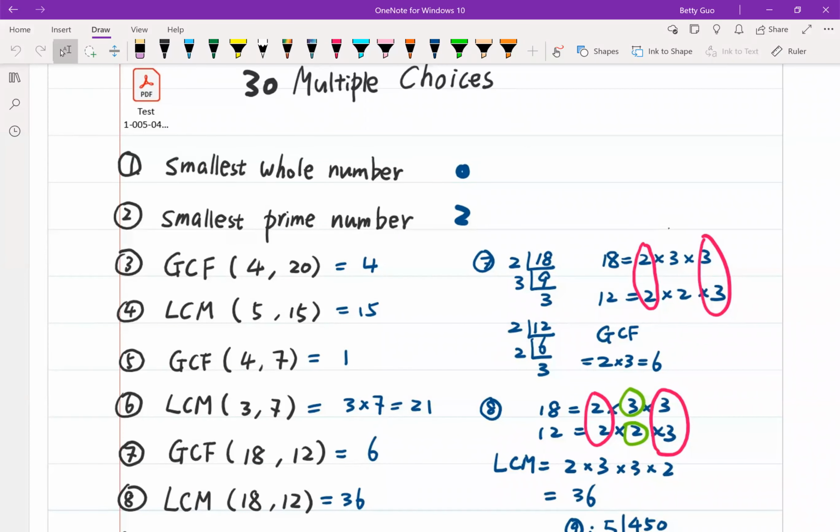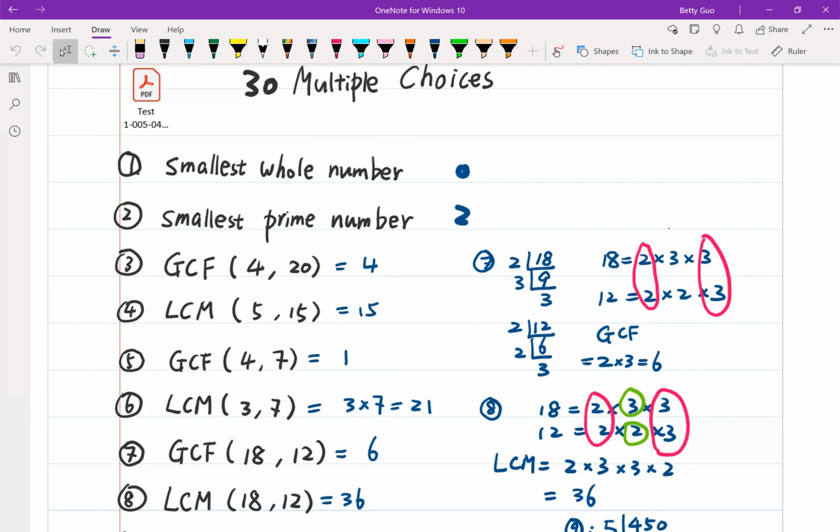Number 5, find the GCF for 4 and 7. Since 4 and 7 are mutually prime, those two numbers have no common prime factor. The only common factor of 4 and 7 is 1. So the GCF is 1.